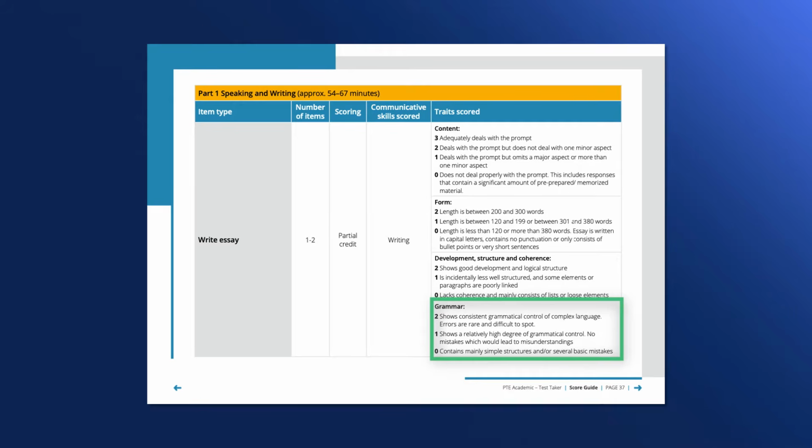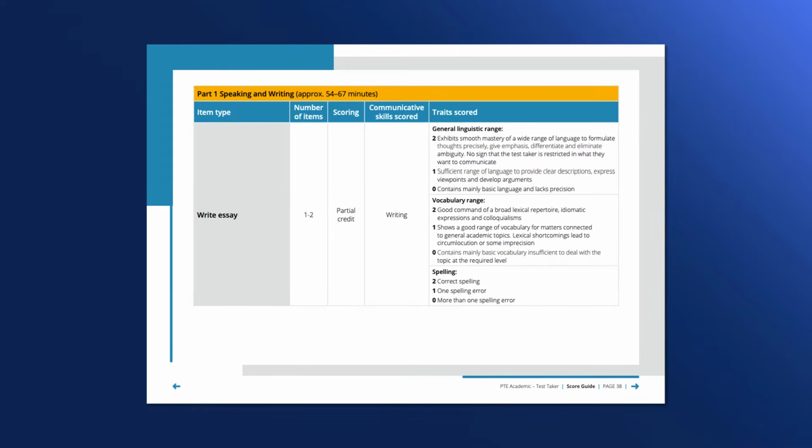It will contribute to your grammar score because it shows grammatical control. It also helps you get a good score for general linguistic range by showing you can use a wide range of language to differentiate between things. And finally, your vocabulary range, because it demonstrates a broad lexical repertoire or range. Not only do comparative and superlative adjectives help you to describe both sides of a topic or situation, more importantly, they help you express yourself precisely, clearly, and appropriately.